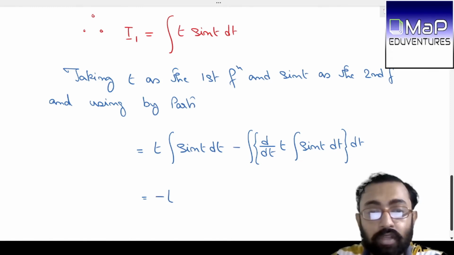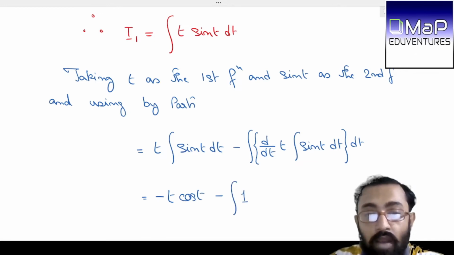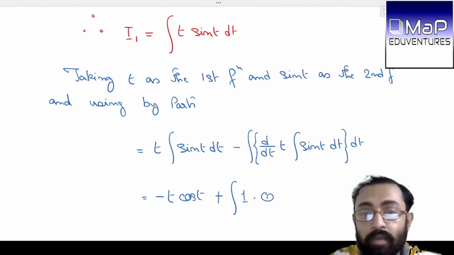It is minus cos t. So minus t cos t, minus integration of what is the derivative of t? It is 1, into again integration of sin t, minus cos t. So outside we make it plus, and we put cos t inside, cos t dt.